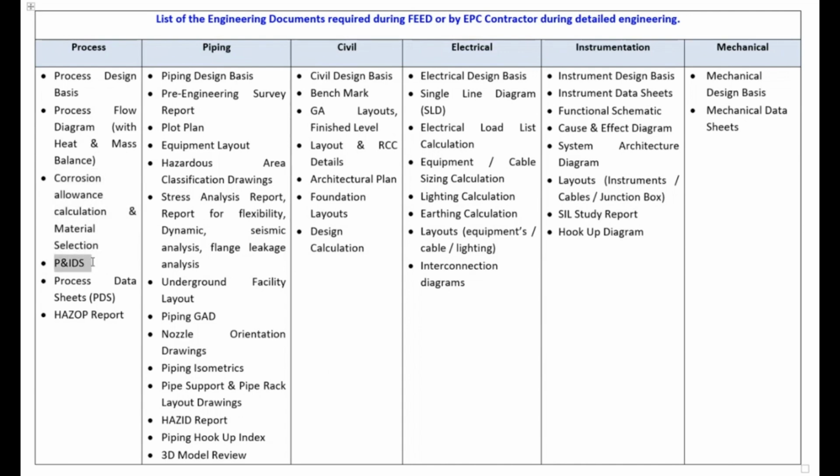P&ID, the piping and instrumentation diagram, we all know it is developed. It is a non-scale document, point number 1, but it tells you everything. It will tell you how many vessels are coming and how the fluid is flowing, basically from in to out of that plant.